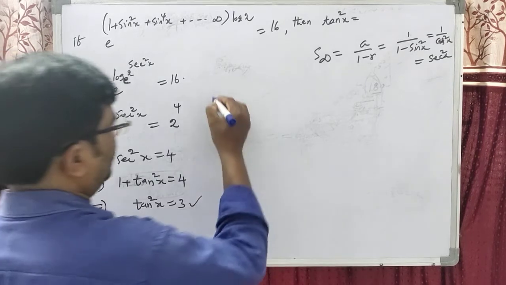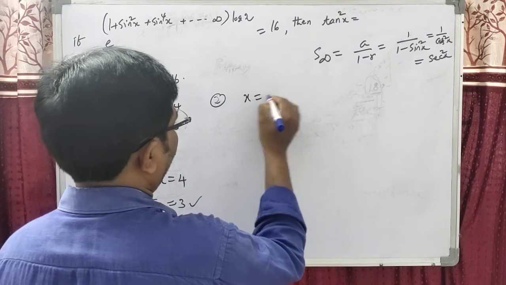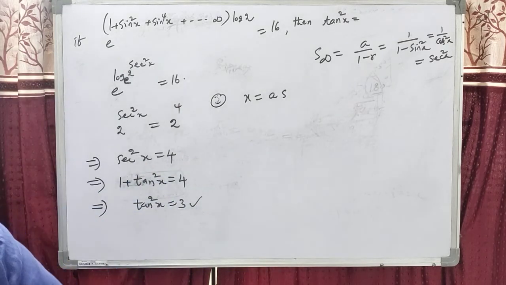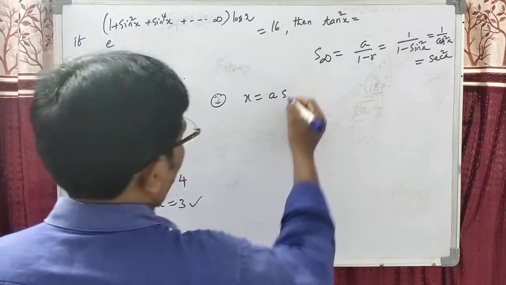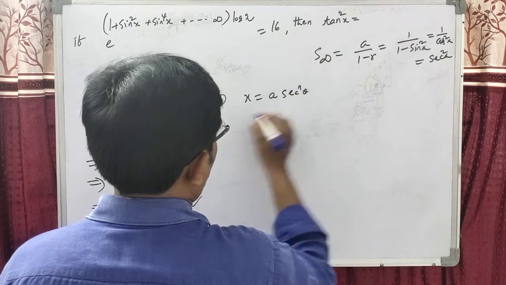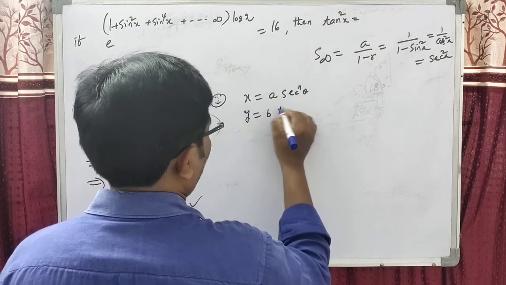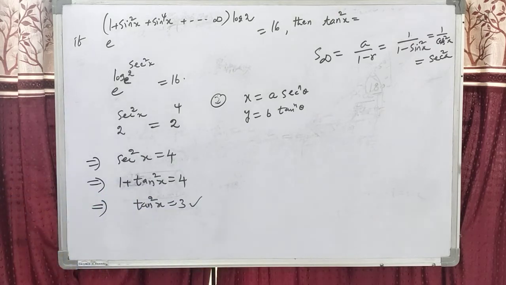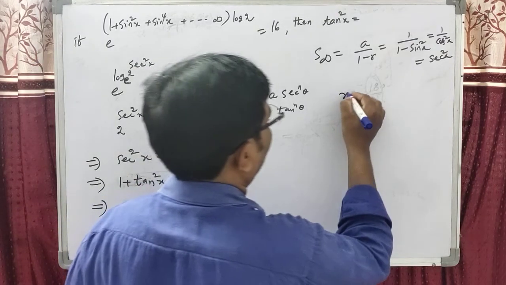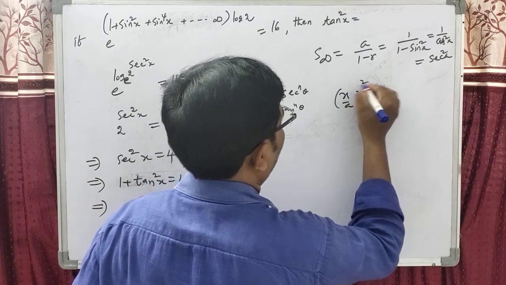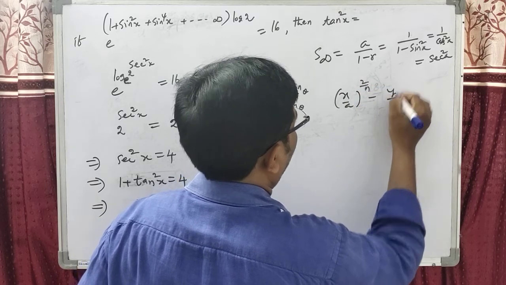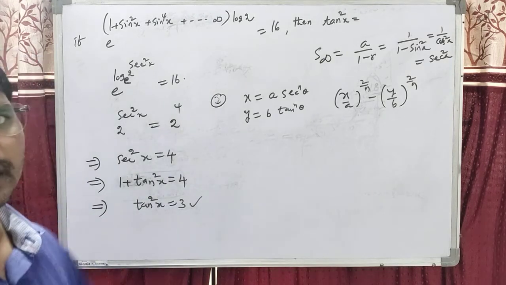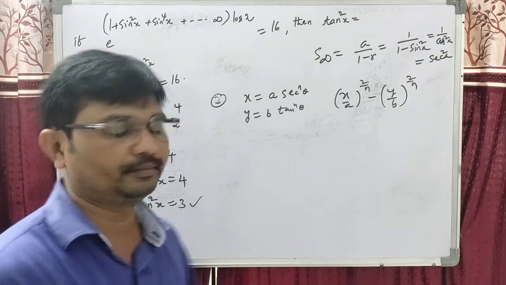Dear students, suppose x is given by a into secant power n theta, and y equals b into tan power n theta. Then x by a whole power 2 by n minus y by b whole power 2 by n can directly be written as 1.